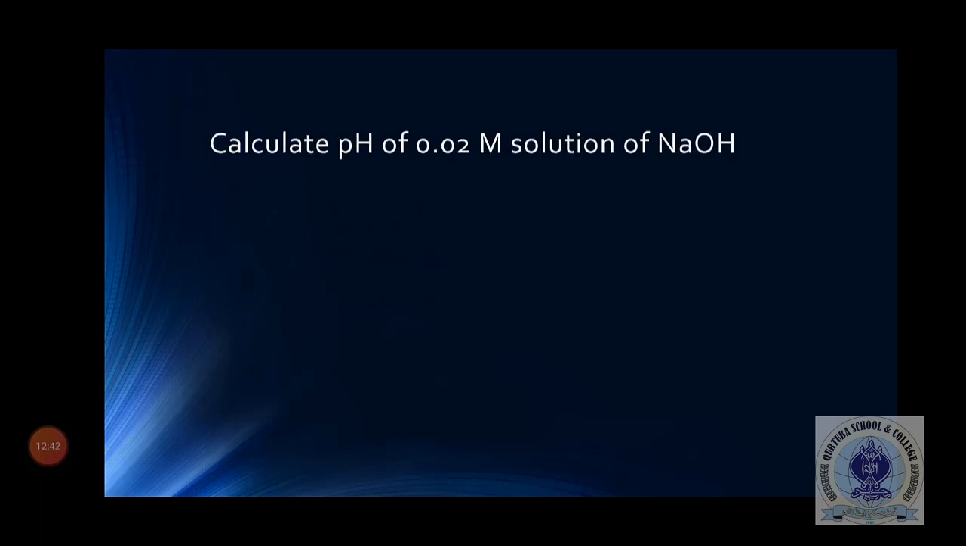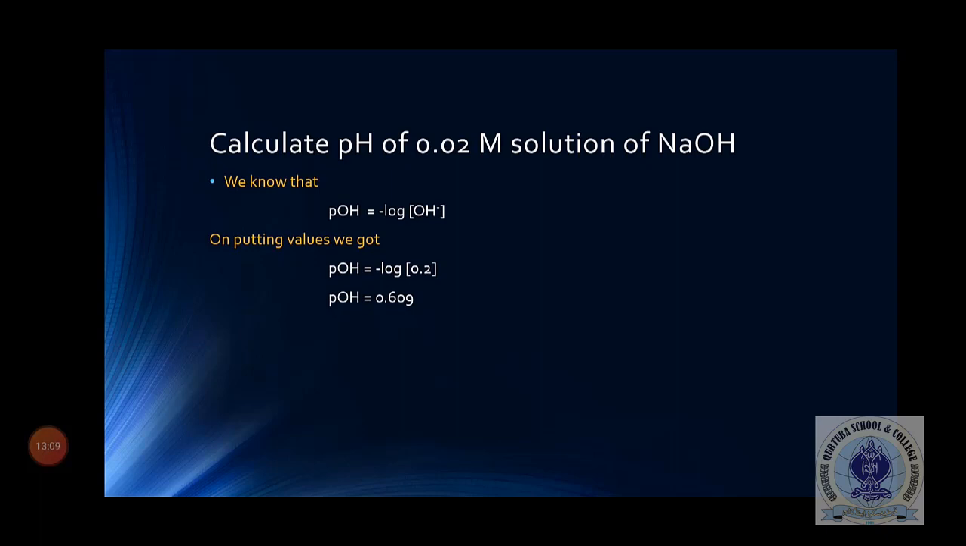Now calculate the pH of a 0.02 molar solution of NaOH. You have to calculate the pH, and to find the pH, first of all we have to find the value of pOH. So pOH equals the negative log of hydroxyl ion concentration. We put the values and we get the answer that equals 1.69.